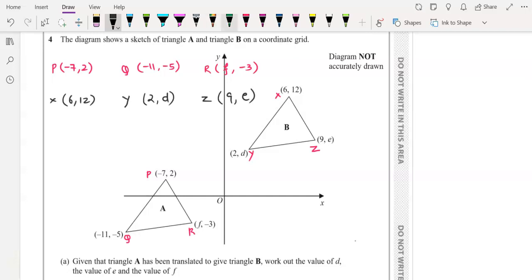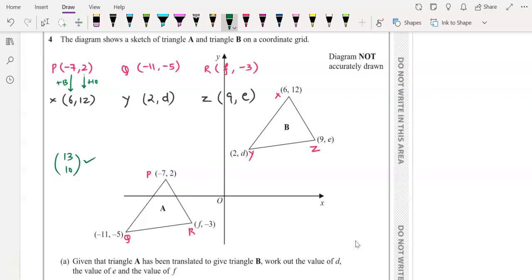Now we can easily compare here. So point P was translated to point X. So from minus 7, the X coordinate became 6. So it translated 13 units to the right. So plus 13. And the Y coordinate was 2. It went up to 12. So it moved 10 units up. So plus 10.